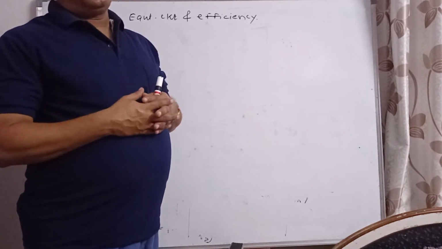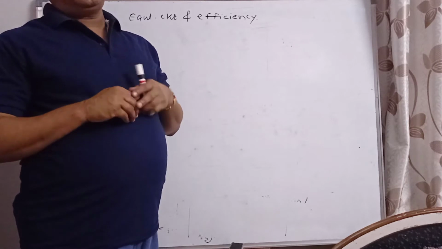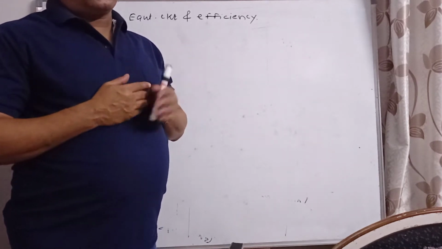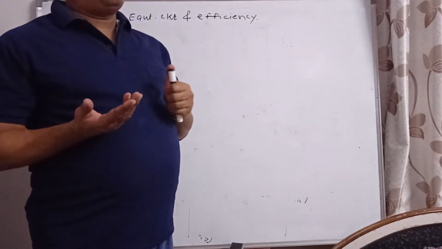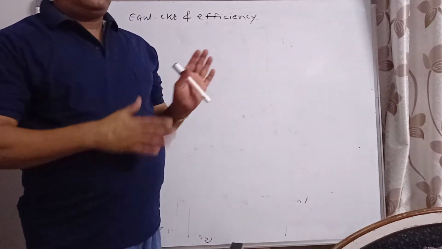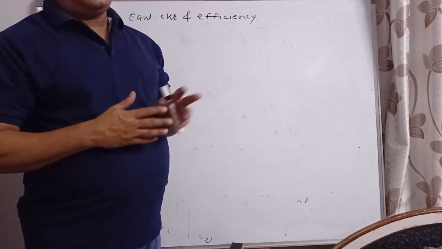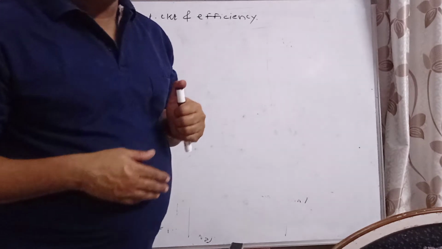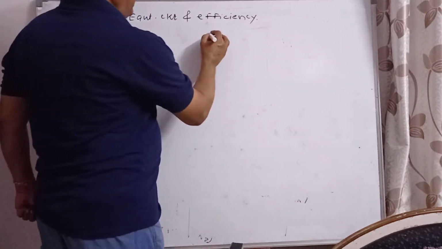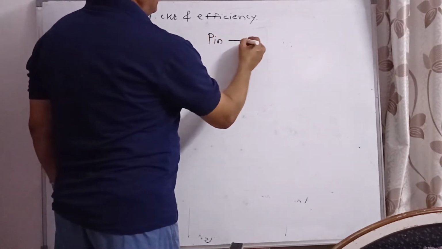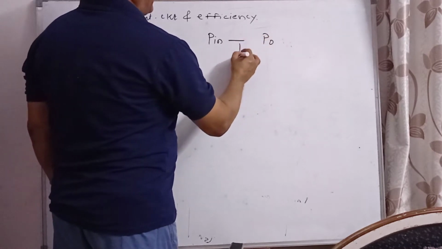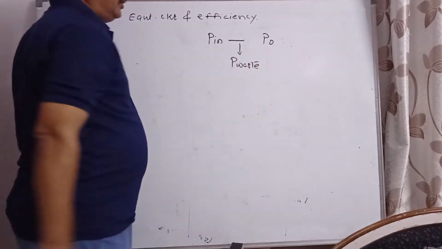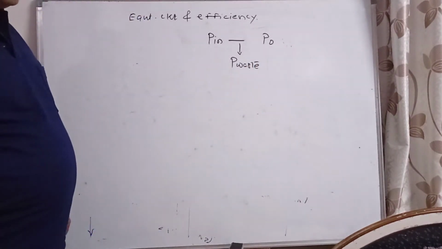Input power is produced, and while reaching the output, the whole power will not reach the output. Some power is wasted in the transformer. That power is known as lost power or wastage power. So input power is going to output power, but there is wastage while reaching the output.